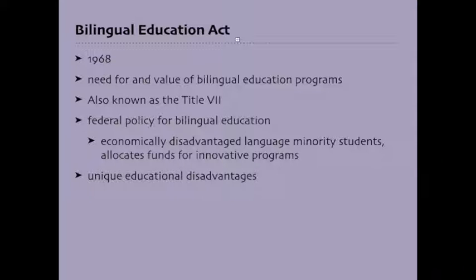Also known as Title VII of the Elementary and Secondary Education Amendments of 1967, the Bilingual Education Act was passed on the heels of the Civil Rights Movement. It established federal policy for bilingual education for economically disadvantaged language minority students, allocates funds for innovative programs, and recognizes the unique educational disadvantages faced by non-English speaking students.